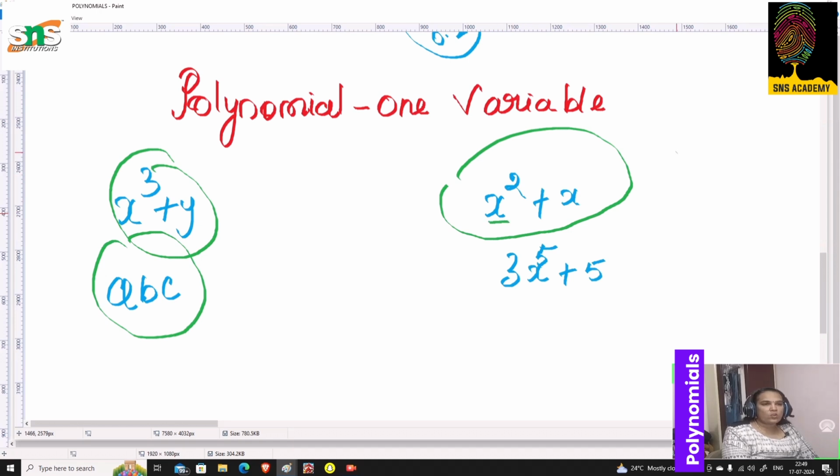So here I have used x square and then x. So x square and x are the same variable, but the power alone is changing. And in the second example, only x to the power 5 I have given. So the right hand side we call a polynomial with one variable, and the left hand side we call a polynomial with many variables.